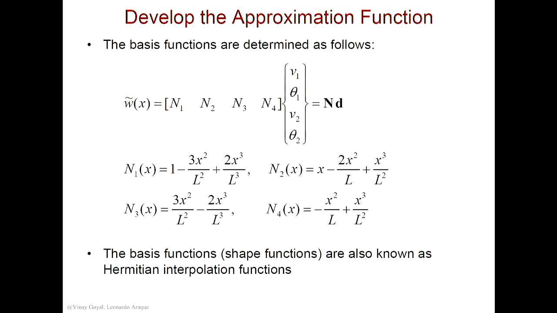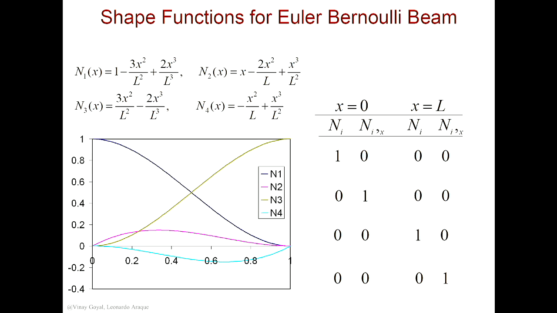And you can plot them. You can plot these things, these shape functions. This is how the plot looks like for N1, N2, N3, and N4. And here, what I've done is shown you the value of each of the shape functions at x equals 0 and x equals L. Okay? And those are the values. These for the first one, second one, third one, and fourth one. There's a question in the back.